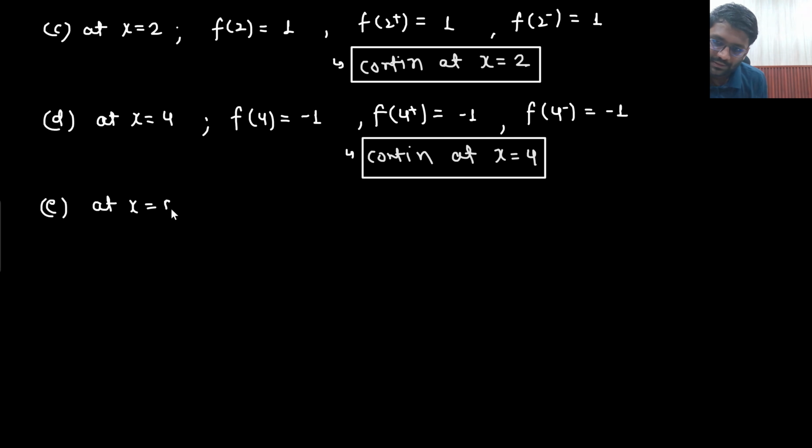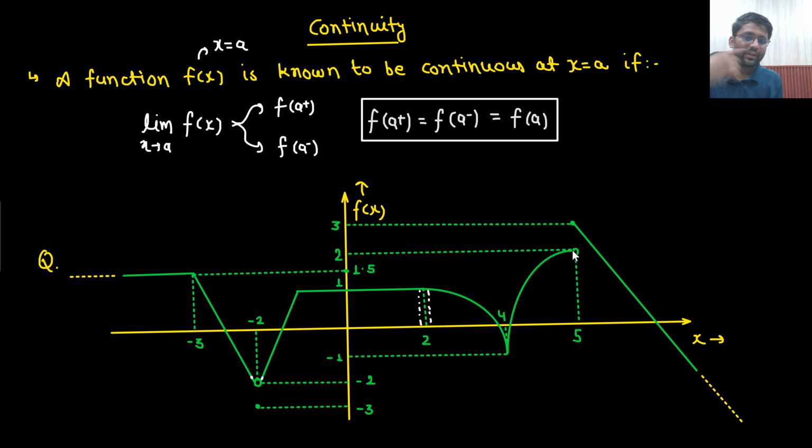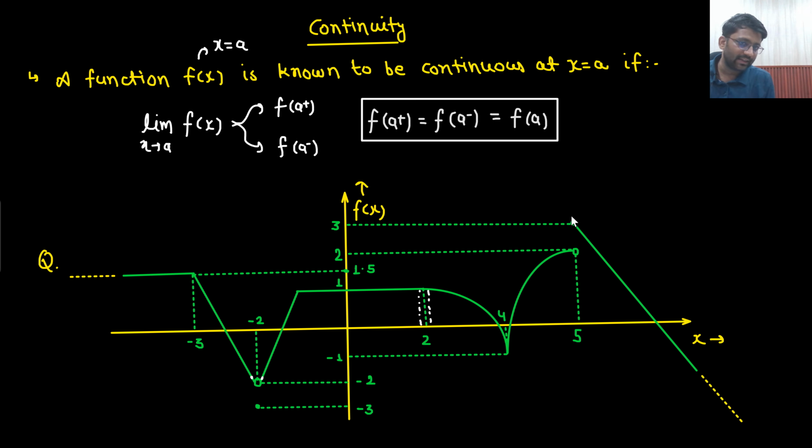What about the next one, which is at x equals 5, right? Next point is x equals 5. So let's check at x equals 5. So f of 5 value is 3. You can see where the bubble is, and here you can see the bubble is here and this is the dot. So f of 5 is 3.